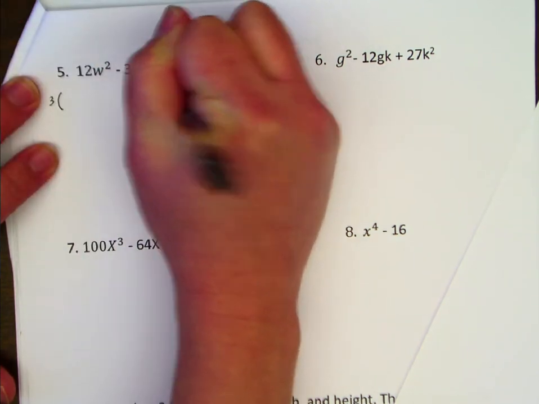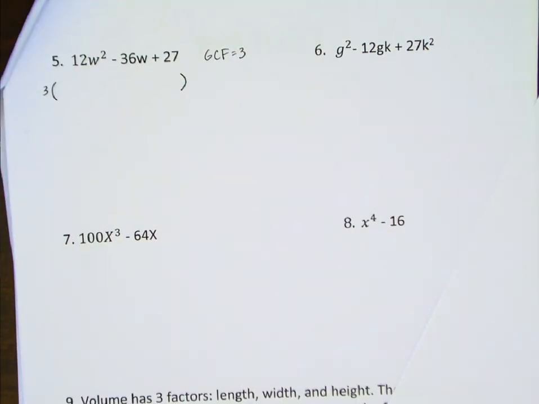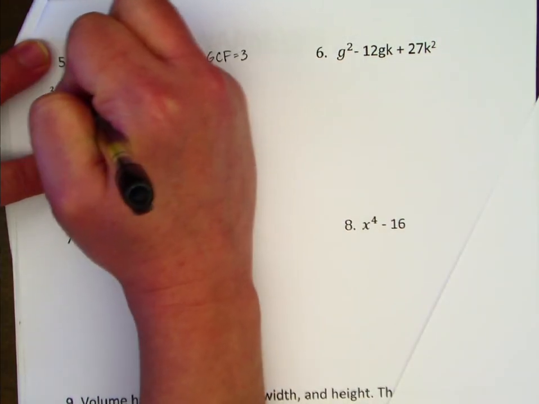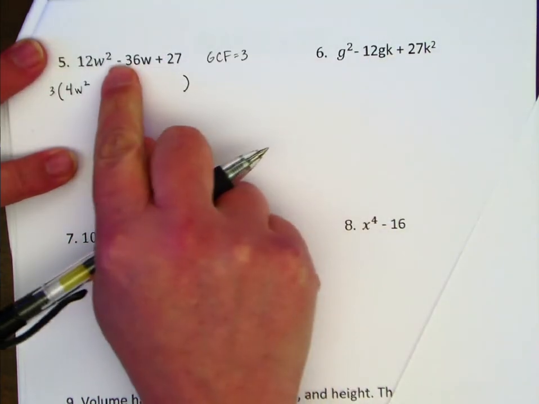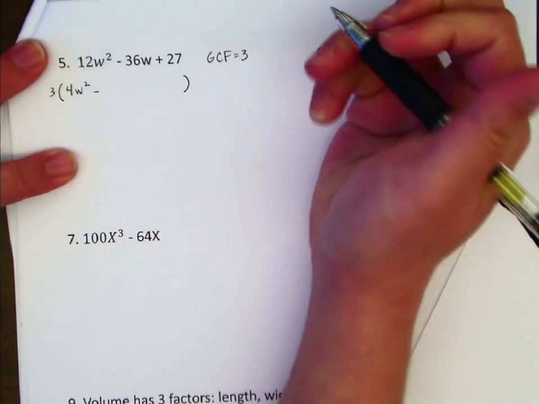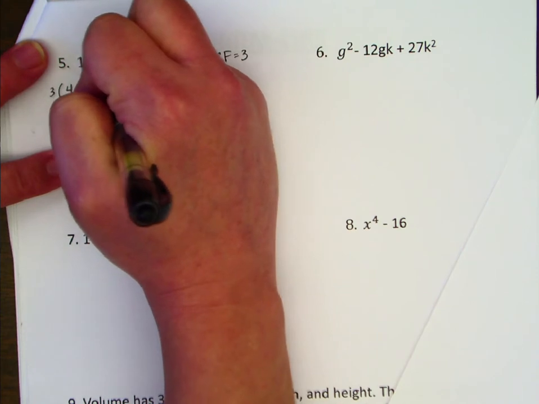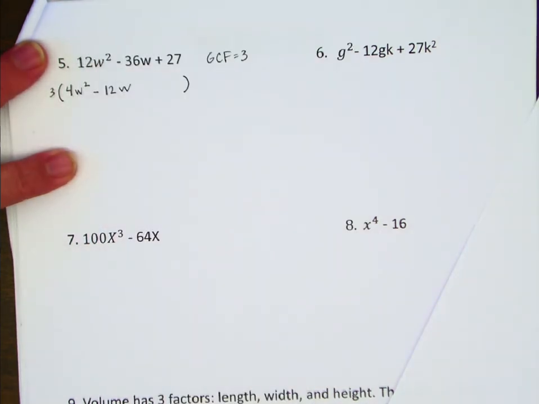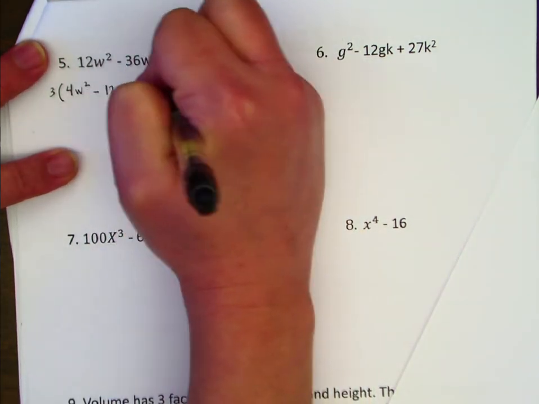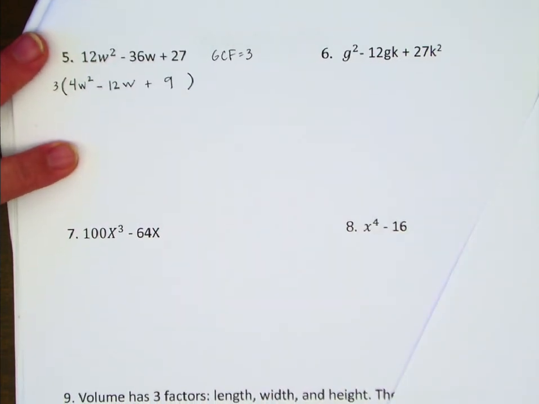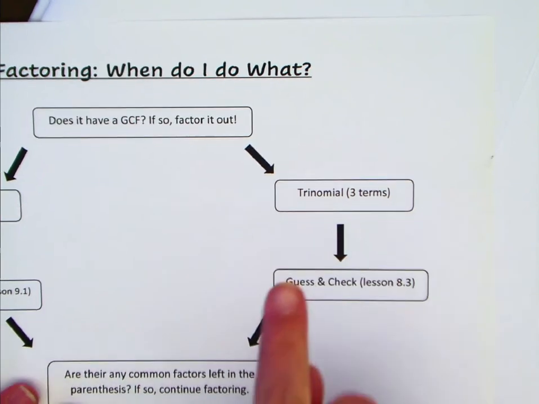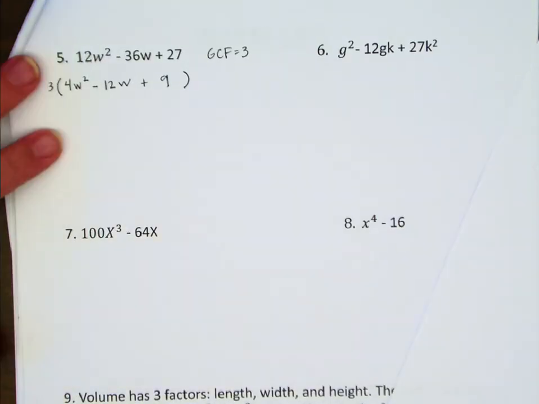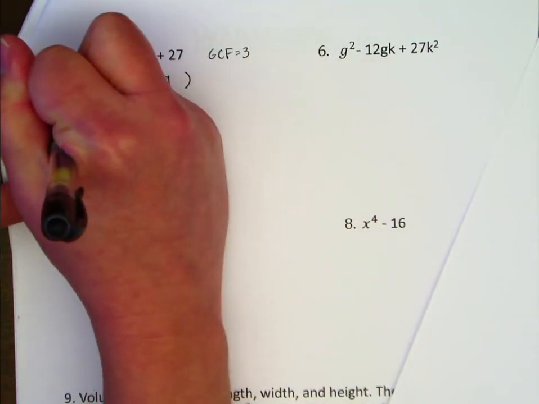And remember, when you're factoring out the GCF, you have 1 parentheses for your first step. So 3 times 4 will give me 12. So I know it's 4w squared right there. If this one's a negative, I know this one's a negative. 3 times 12. And what? 9. All right. So now what's left in the parentheses is 3 terms. And that is going to be your guess and check. So go ahead and bring your 3 down so you don't forget it.